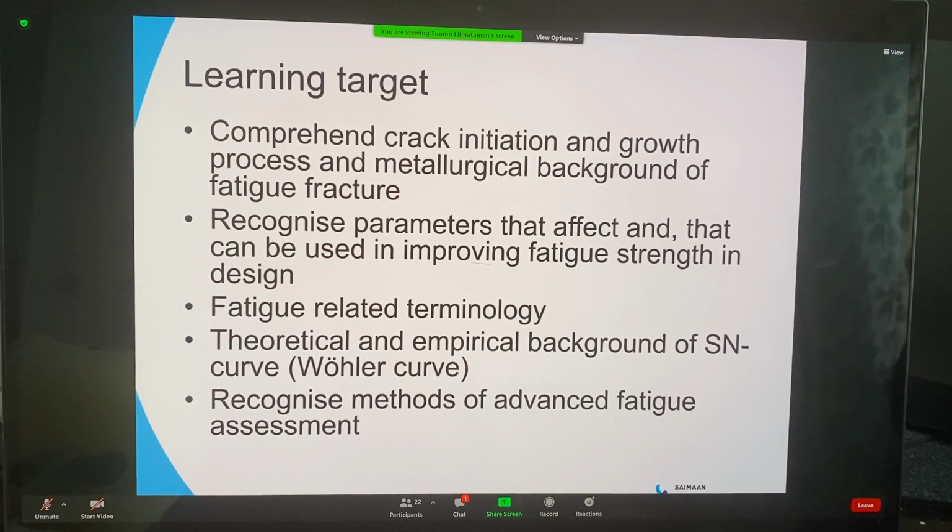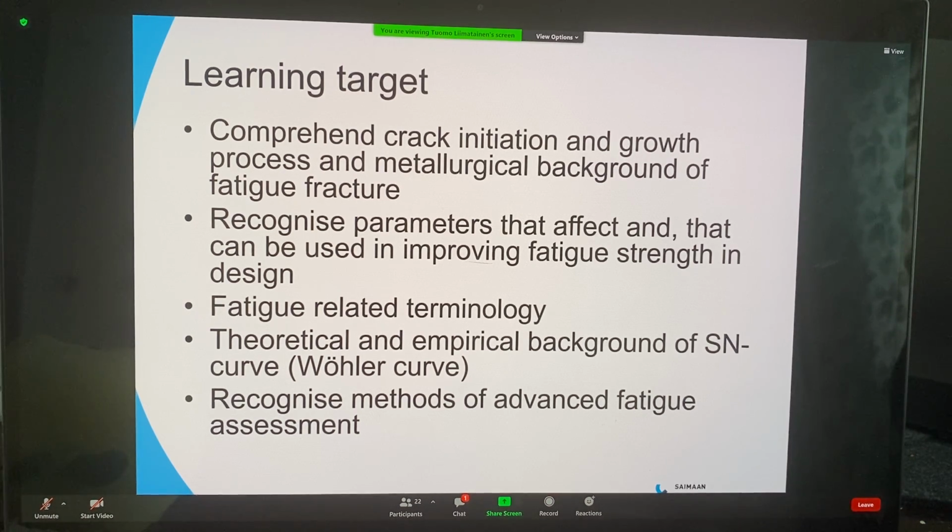You will learn something about fatigue related terminology, basic terminology, and you will learn the theoretical and empirical background of the so-called SN curve, sometimes called a Wöhler curve. And also you will maybe recognize methods of advanced fatigue assessments. Let's see if we have time to go into that. If not, we'll take it next time.